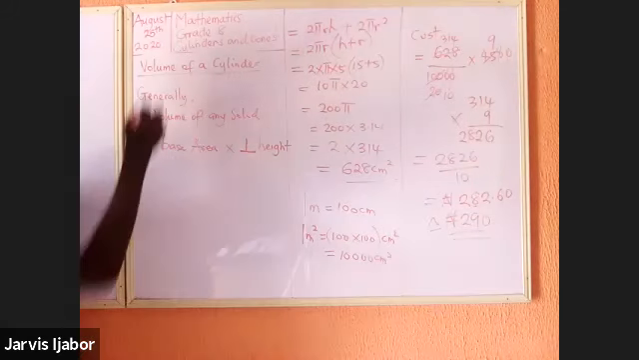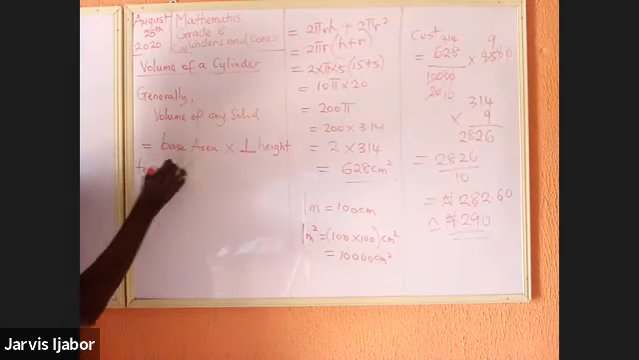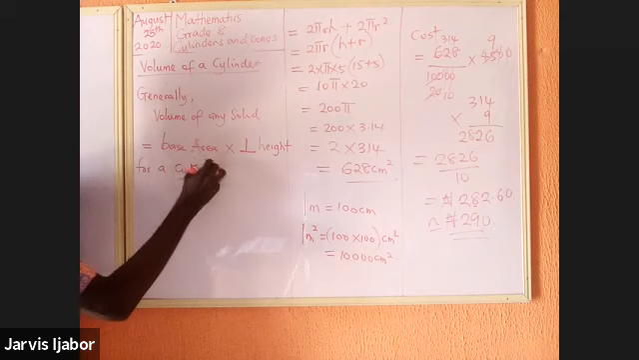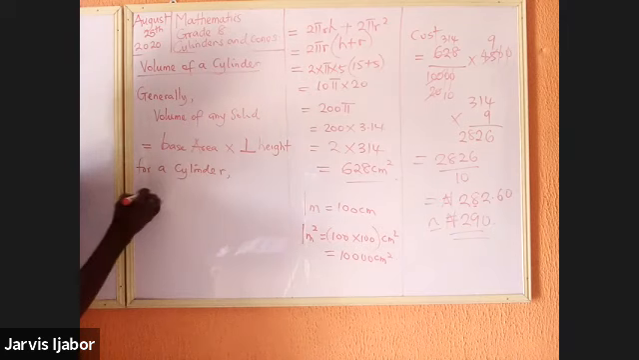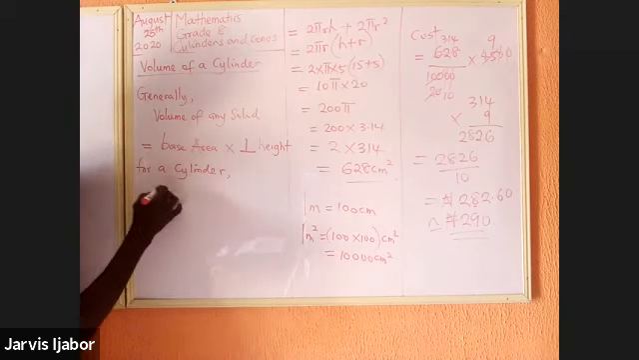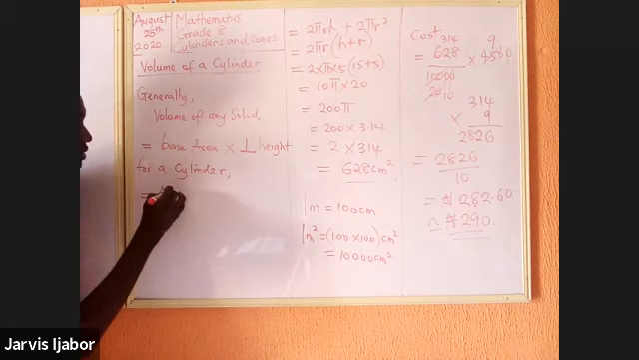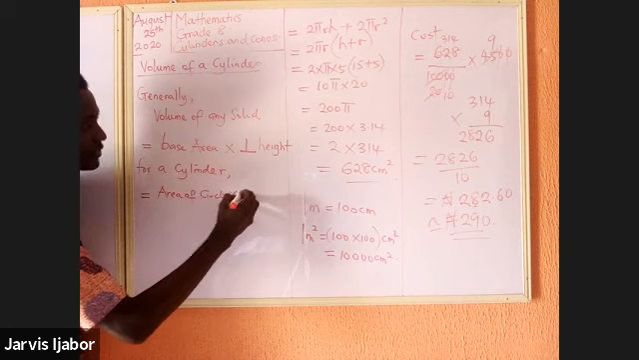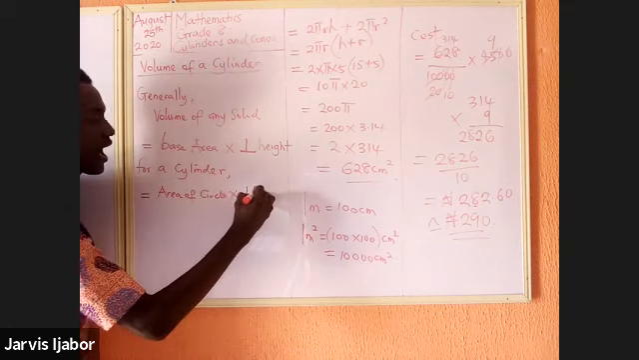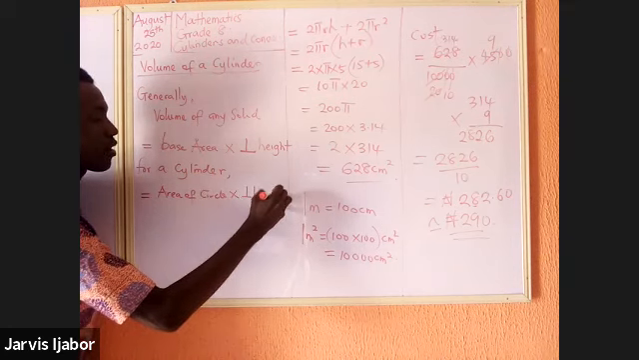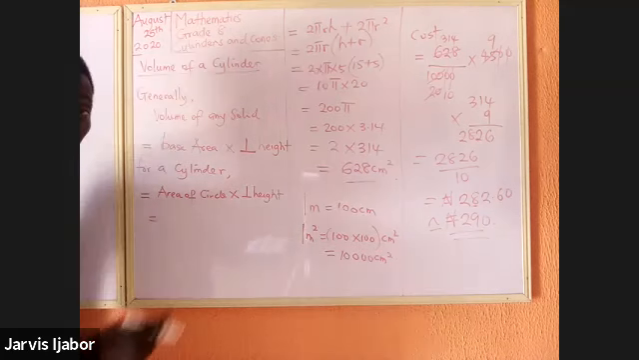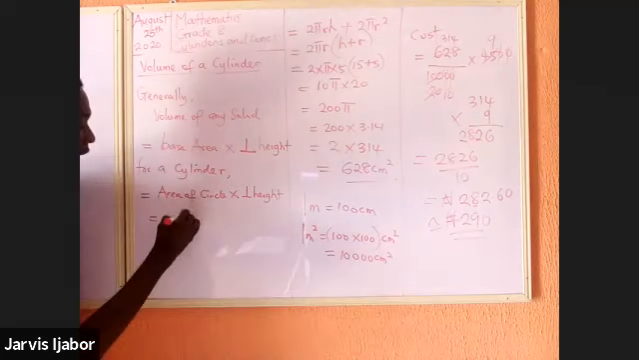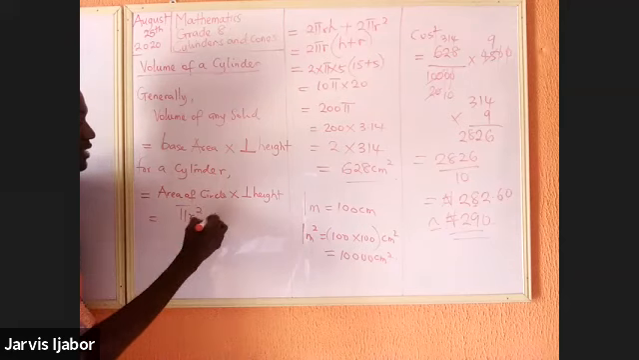So for a cylinder, it is the area of a circle times the perpendicular height. What's the area of a circle? The area of a circle is pi r squared, times the perpendicular height.